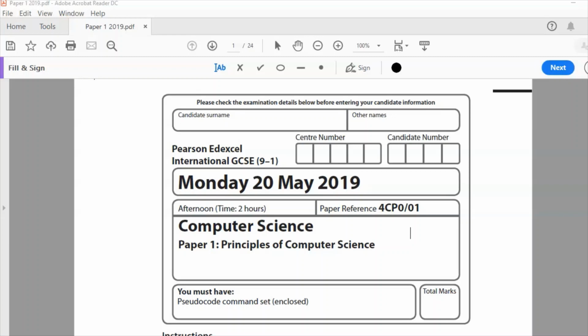In this video, we are looking at question 1. I intend to do the whole of this paper in a selection of videos, and I'll add it all to the playlist. You can see that this paper is 2 hours long and you need to have pseudocode with it. A calculator is not allowed in this exam.